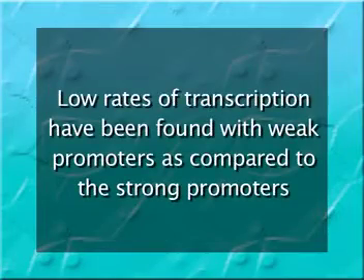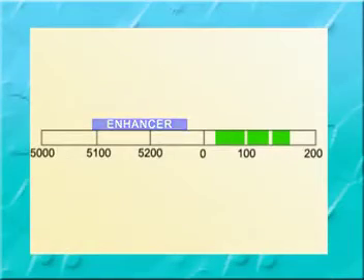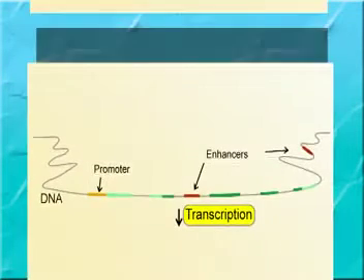Some genes have strong promoters that bind the transcription machinery well, and others have weak promoters that bind poorly. Low rates of transcription have been found with weak promoters as compared to strong promoters. This is because the transcription machinery binds to them and initiates transcription less frequently. Other possible regulatory regions include enhancers, which can compensate for a weak promoter.